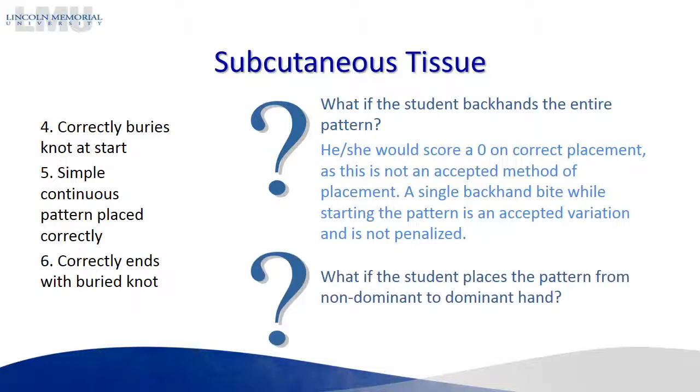What if the student places the pattern from non-dominant to dominant hand? Most of us probably suture this pattern from dominant to non-dominant, but we are going to count this as an accepted variation and not penalize it unless it causes issues for the student as they're placing the pattern. So in other words, if a student is placing the pattern from non-dominant to dominant, they may have trouble with the suture interlocking, and so we would potentially go ahead and penalize that, but we're not going to penalize a student simply because they went from non-dominant to dominant.